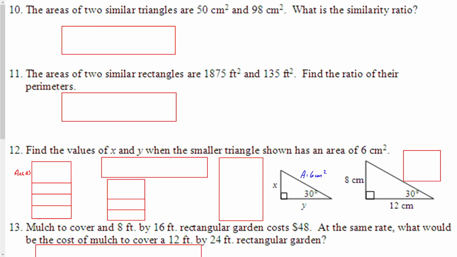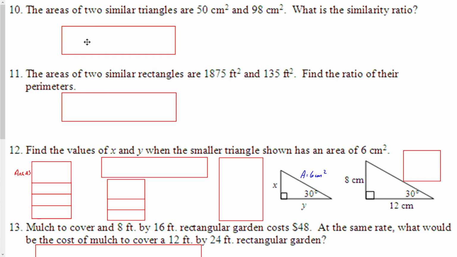Now we have to be able to use our knowledge about ratios of perimeters, ratios of areas, and similarity ratios to find a similarity ratio when we're given some information possibly about perimeters or areas. So the first thing we have here are two areas of similar triangles being 50 square centimeters and 98 square centimeters. And our job is to figure out the similarity ratio.